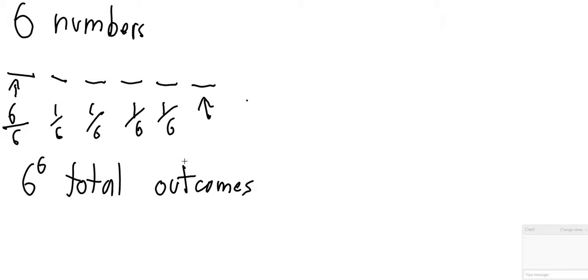Okay, and you multiply these together. Yeah, you have to multiply. 30 out of 6 to the power 6.